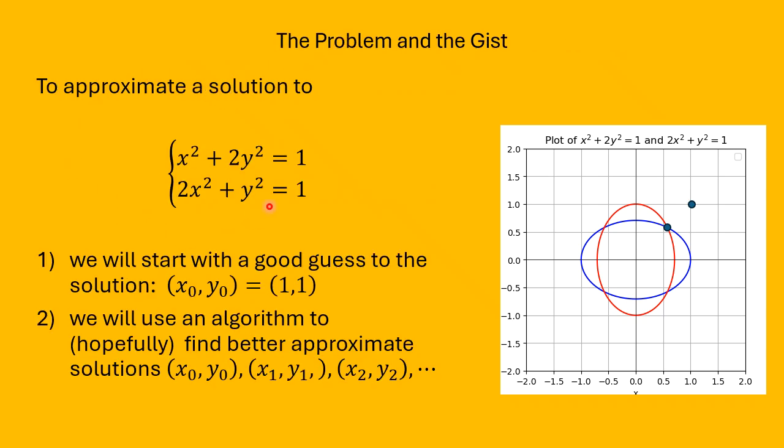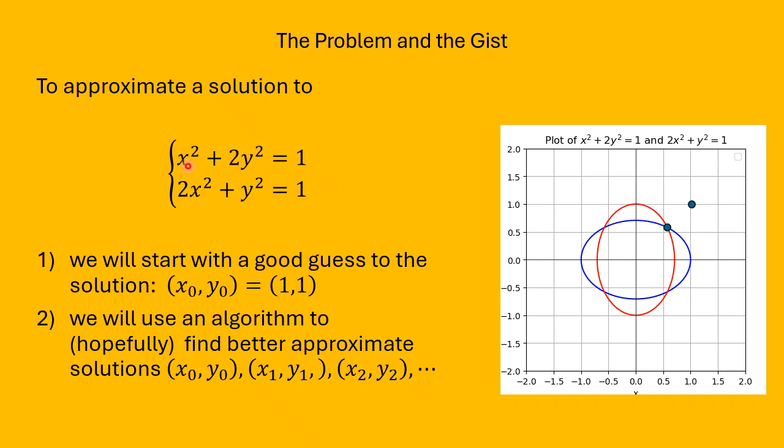Here is the problem we want to solve. Approximate a solution to these two equations. x squared plus 2y squared equals 1. 2x squared plus y squared equals 1. The graphs of these two equations are ellipses.